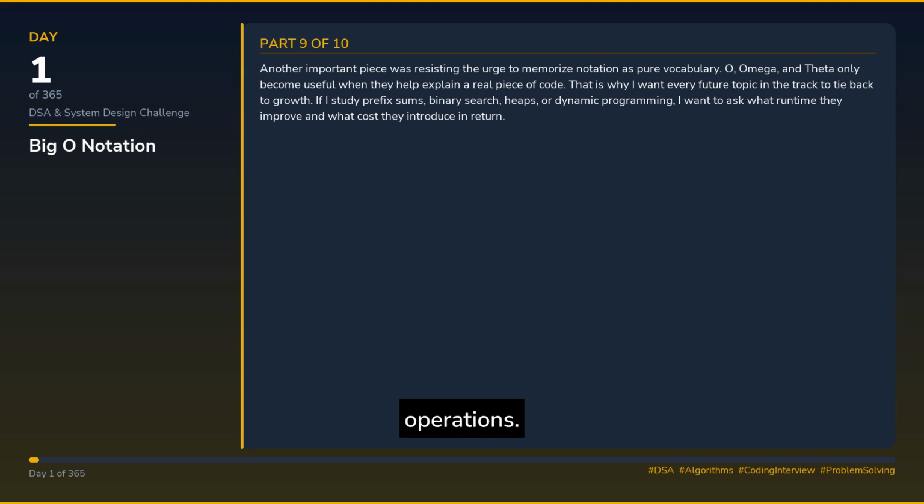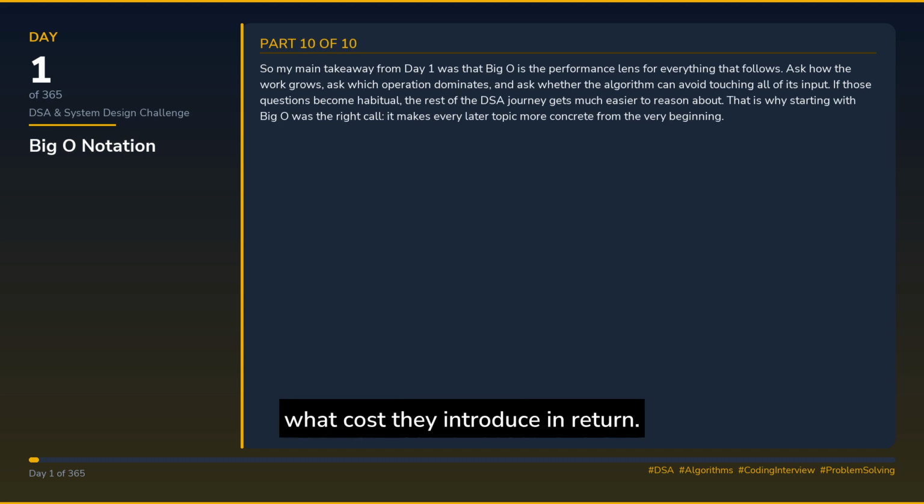Another important piece was resisting the urge to memorize notation as pure vocabulary. O, omega, and theta only become useful when they help explain a real piece of code. That is why I want every future topic in the track to tie back to growth. If I study prefix sums, binary search, heaps, or dynamic programming, I want to ask what runtime they improve and what cost they introduce in return.